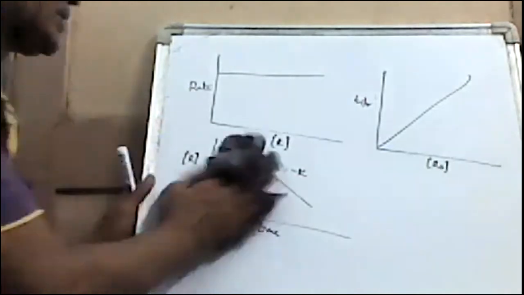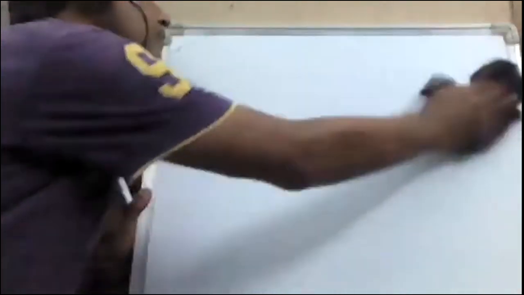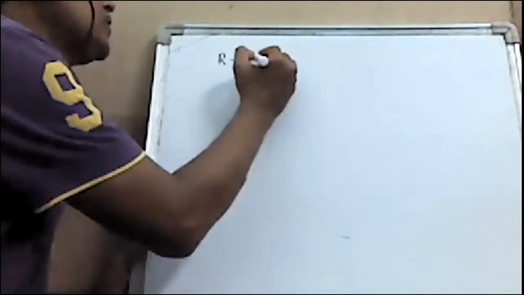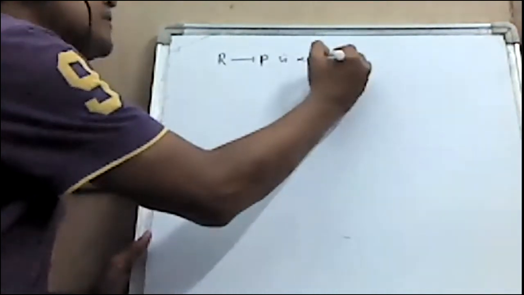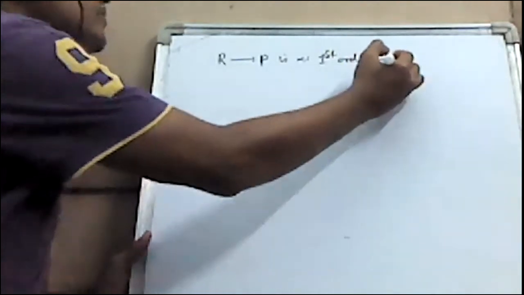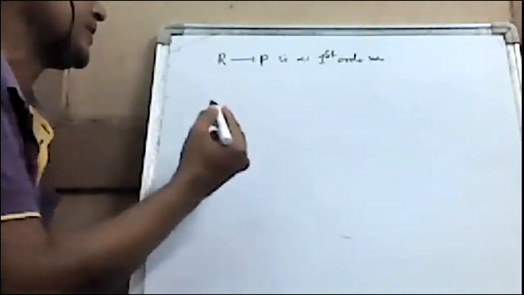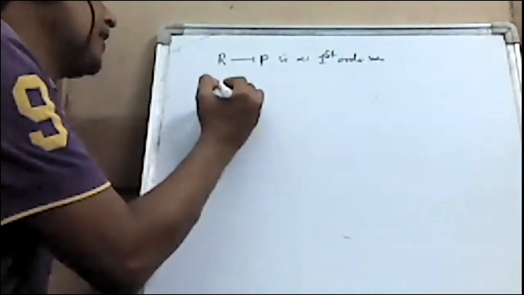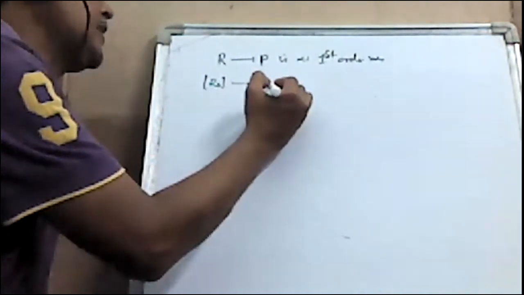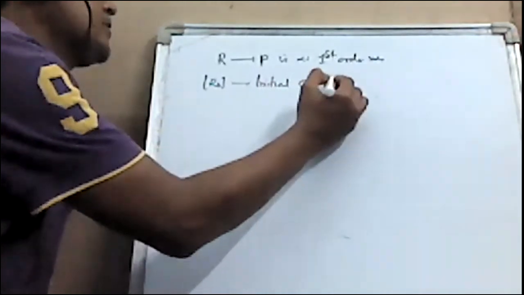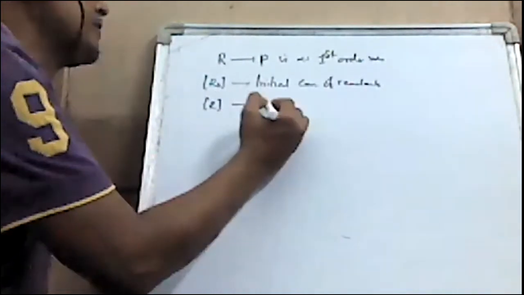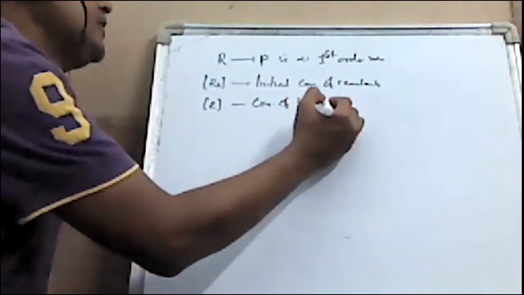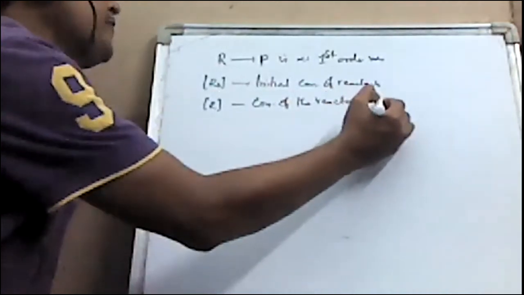Now let me discuss the plots regarding first order reactions. Here also let us assume R gives rise to P is a first order reaction. Now here also let R naught be the initial concentration of the reactants, and R be the concentration of the reactants after time t.